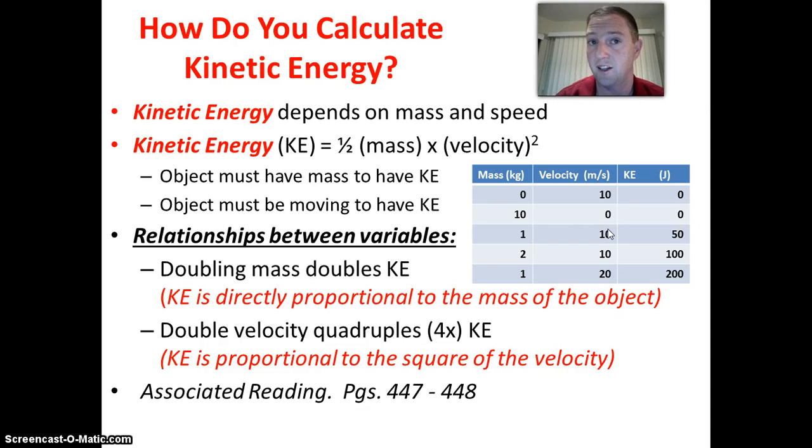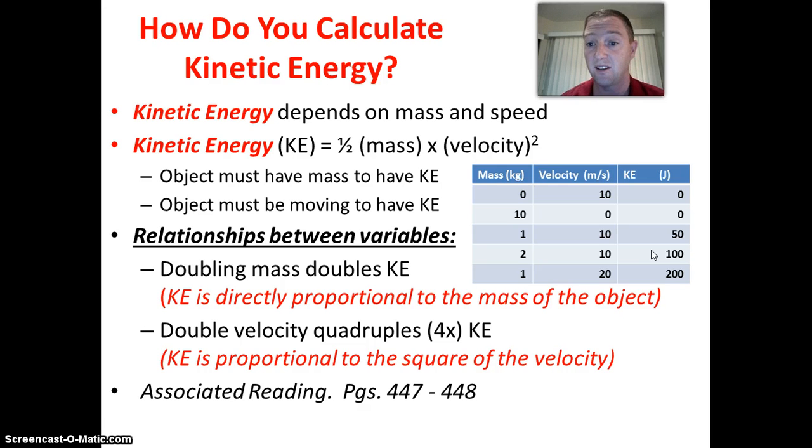Is this the same relationship for velocity? That square on the velocity changes things a little bit. Take a look here. If you double velocity, so let's look at lines 3 and 5 here. So I have a 1 kilogram object and a 1 kilogram object. I'm keeping mass the same. But I'm going to take my velocity and double it from 10 meters a second to 20 meters a second. What happens to my kinetic energy? I go from 50 joules to 200 joules. Did I double it? No, I quadrupled it.